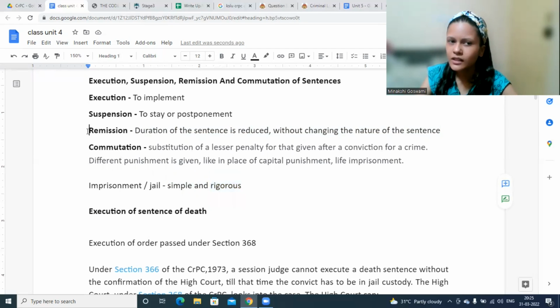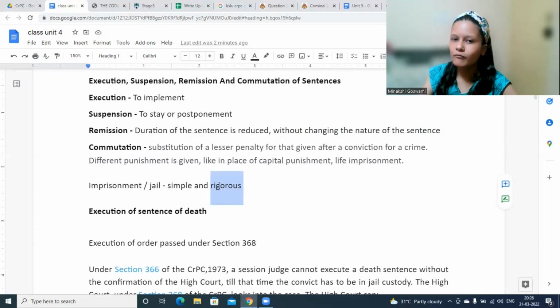So what remission means is that the duration of the sentence is reduced. If a person was given simple imprisonment for 5 years, we are only reducing the duration. From 5 years, we can make it 3 years, 2 years, 1 year, like that. In case a person was given rigorous imprisonment, we are again reducing the duration. From 5 years rigorous imprisonment, we can make it 4 years, 3 years, 2 years, 1 year rigorous imprisonment.